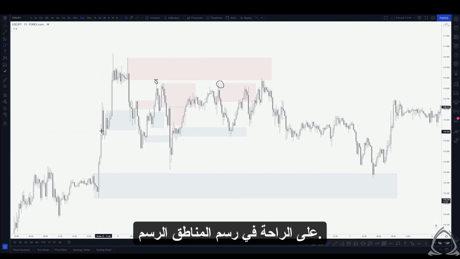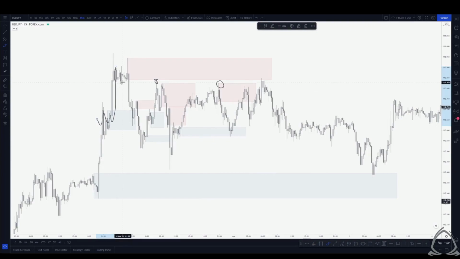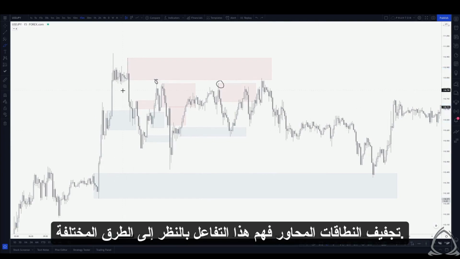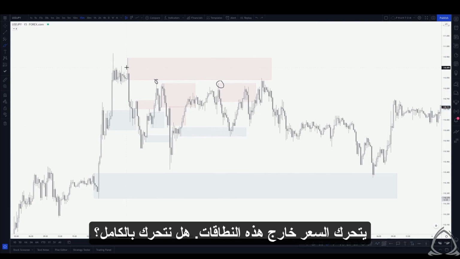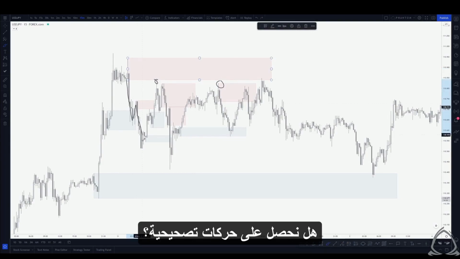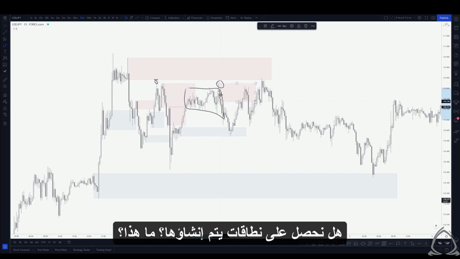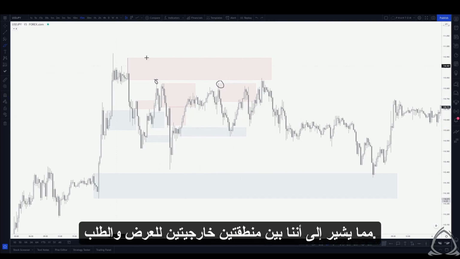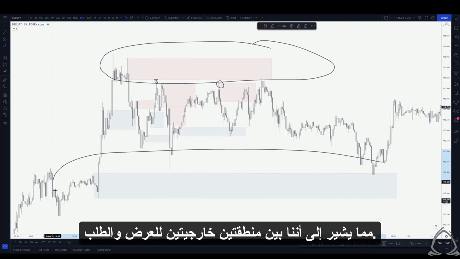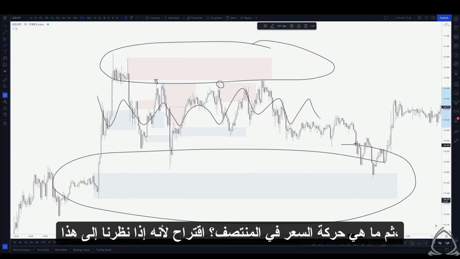We're going to dig into all of these concepts, but the first and most important step is just getting comfortable drawing out the zones, the price action, the ranges, the pivots, understanding that interaction, and looking at the different ways price moves out of these ranges. Do we get a full-on move? Do we get corrective moves where price is struggling to move up and down? Price is somewhat balanced. Do we get ranges being created? What is that suggesting? Are we in between two more outer supply and demand zones? And then what is this price action in the middle suggesting?